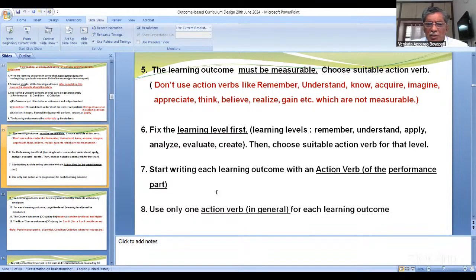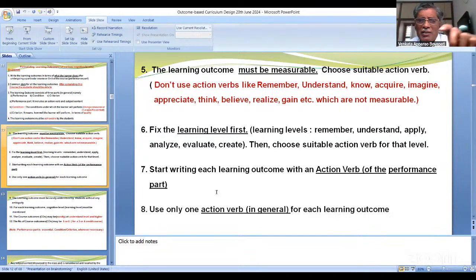Fifth guideline, the learning outcome must be measurable. Choose suitable action verb. Please do not use action verbs like remember, understand, know, acquire, gain, appreciate, think, believe, realize, etc., which are not measurable, because you cannot give a question using any of these action verbs. Can you give a question, remember so-and-so theorem? Can you give a question, understand so-and-so procedure? Can you give a question, know so-and-so subject content? These are action verbs which indicate the process of learning, but not the learning outcomes.